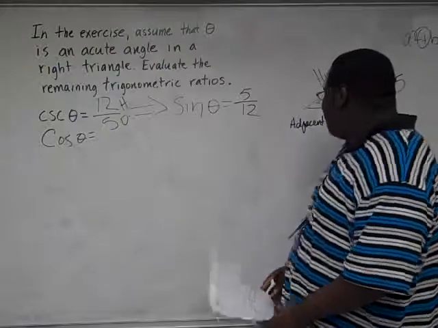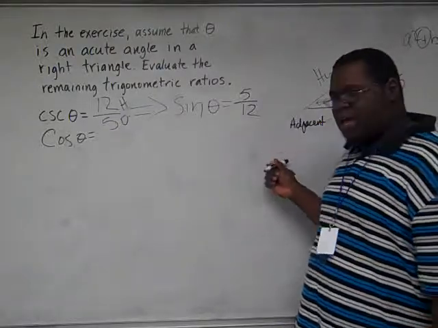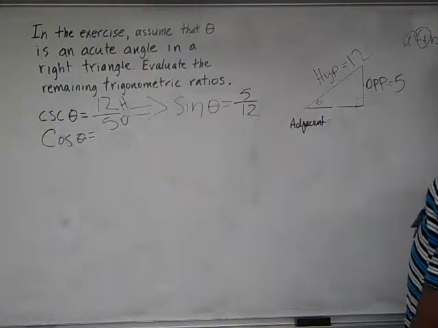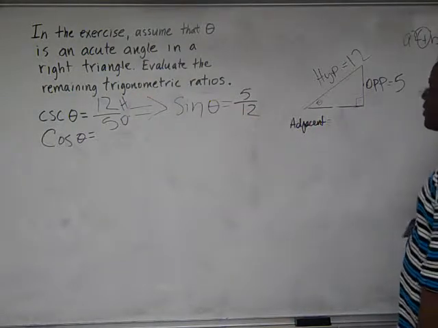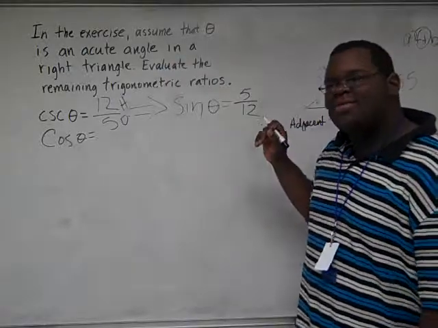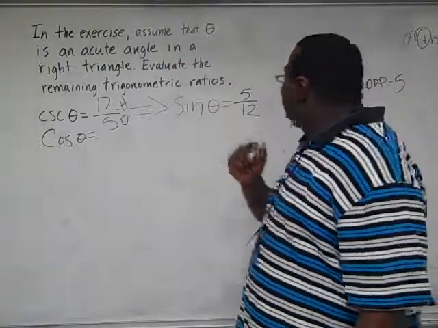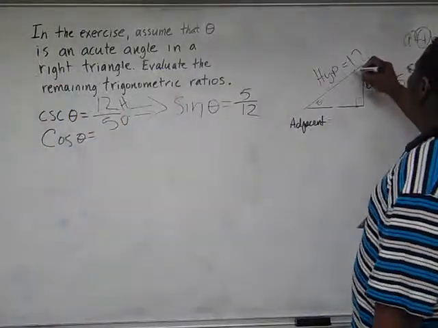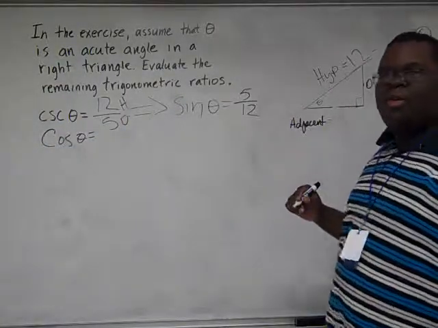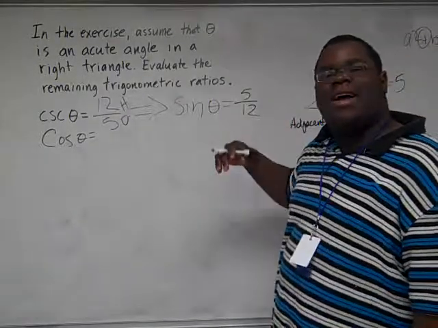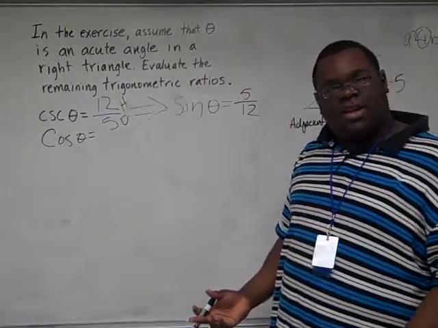Now in order to find the adjacent we must use the Pythagorean theorem, which is normally a squared plus b squared equals c squared, but not in this case. Can anybody tell me why not in this case? Because c is the hypotenuse. Exactly. Because we already have c. Normally, when you do a squared plus b squared equals c squared, you're doing it to find c. But we already have c.